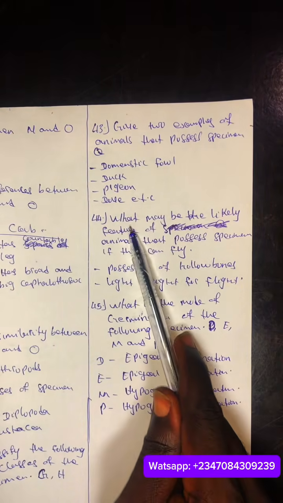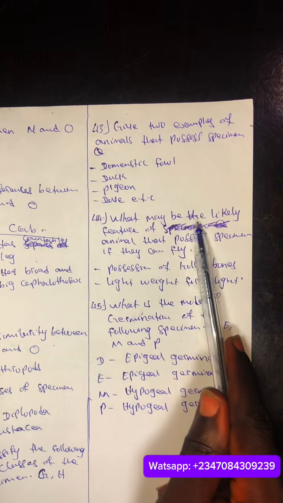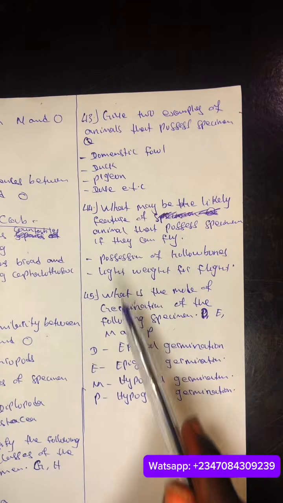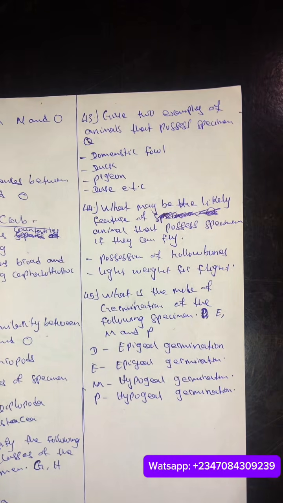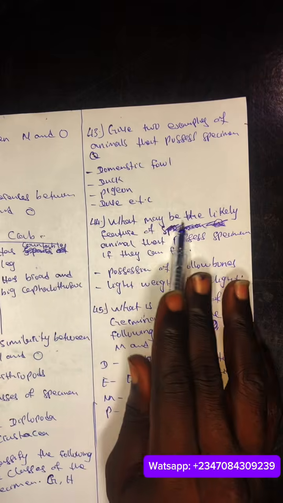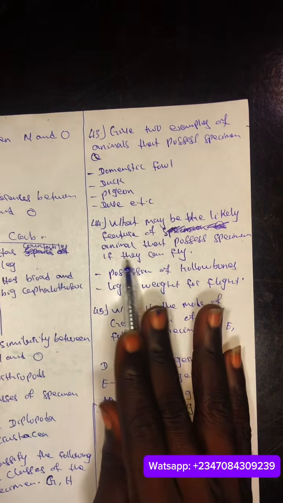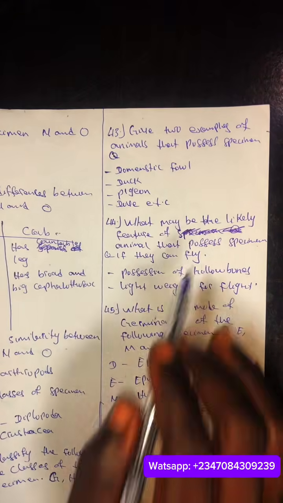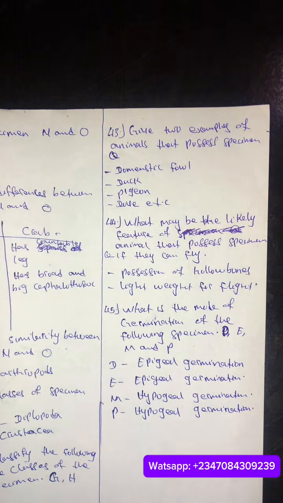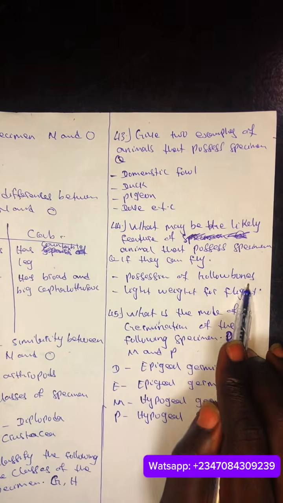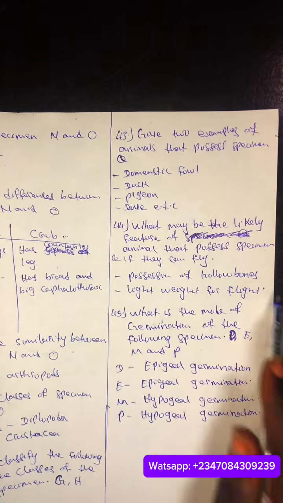Did you get? The next one: what may be the likely feature of animals that possess specimen Q? I jumped that. Let me take it again. What may be the likely feature of animals that possess specimen Q? If they can fly. If the animal is not a bird that flies, we have flight birds and flightless birds. If they can fly, what may be their likely characteristics? Possession of hollow bones. Lightweight for flight. They have lightweight to fly.